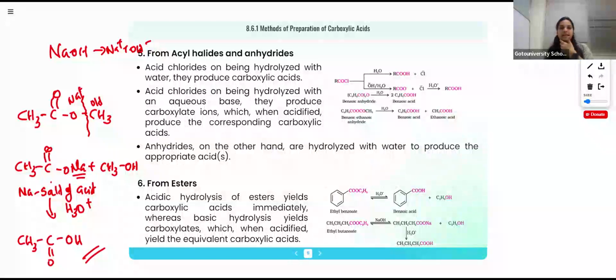Got it? Any doubt? Any doubt in this area? Let me check the question answer session and then I can see if any doubts are there. I can see, right?